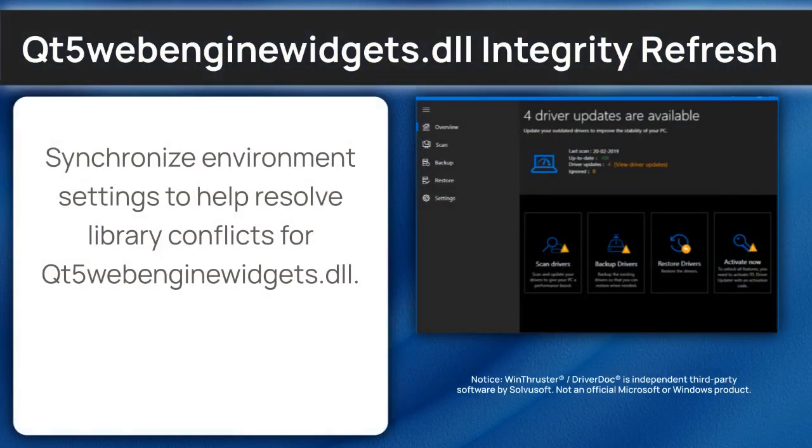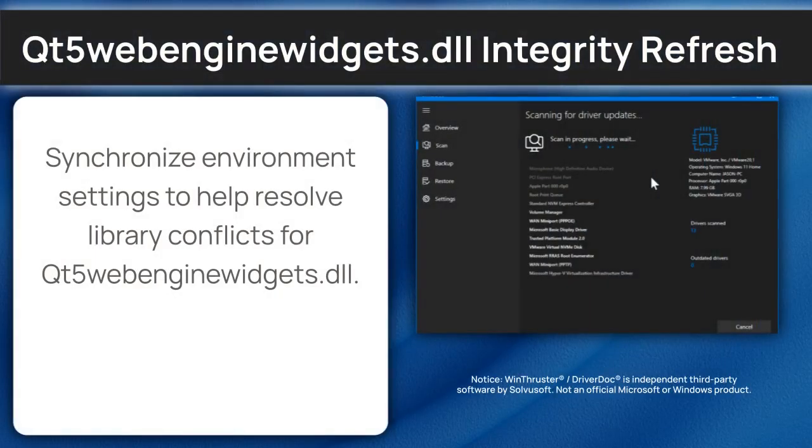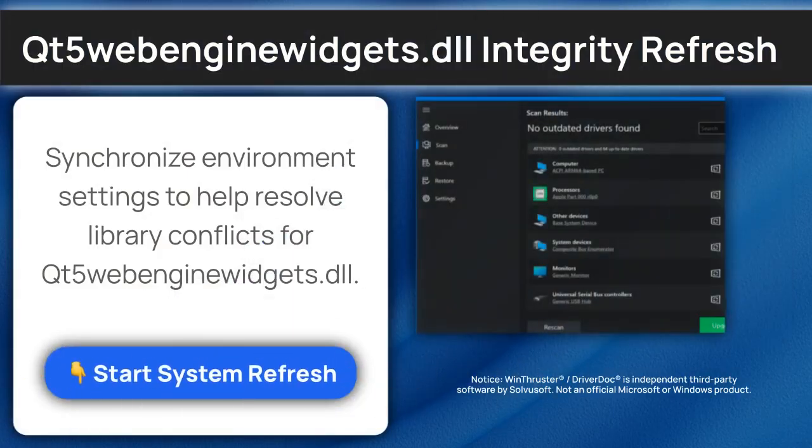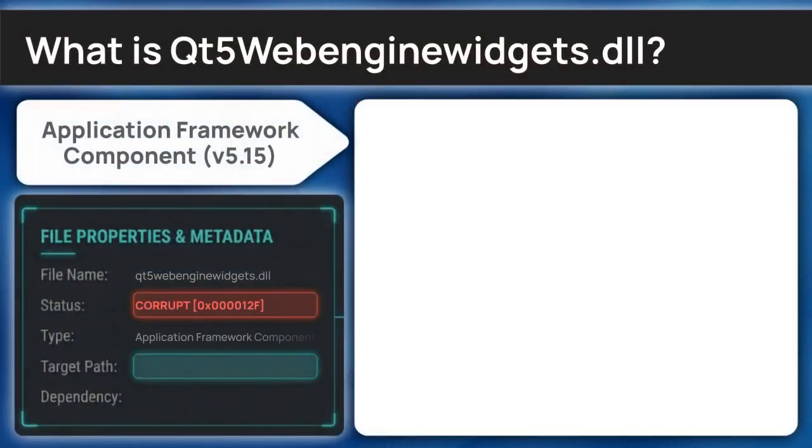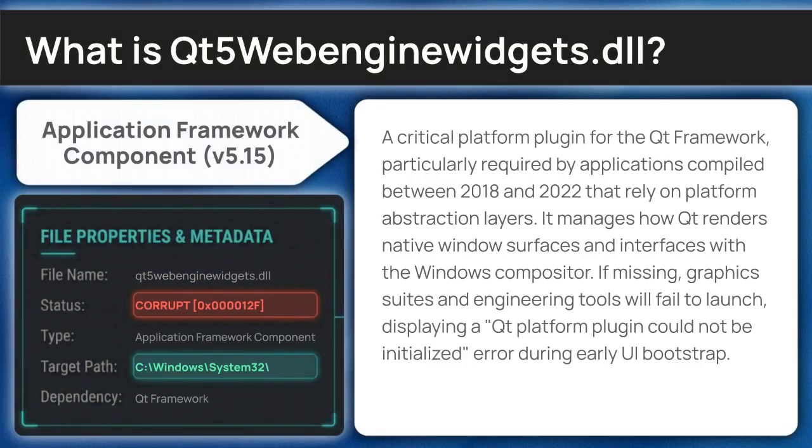Before we get started with qt5webenginewidgets, you may want to try the diagnostic path below to ensure your system is properly synchronized. This is the qt5webenginewidgets, a critical platform plugin for the Qt framework, particularly required by applications compiled between 2018 and 2022 that rely on platform abstraction layers. It manages how Qt renders native Windows surfaces and interfaces with the Windows compositor. If missing, graphics suites and engineering tools will fail to launch, displaying a Qt platform plugin could not be initialized error during early UI bootstrap.